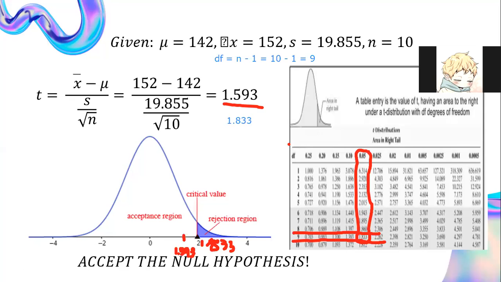So yun yung sinasabi ko sa inyo kanina na hindi porket naging mas malaki si 152 kay 142 ay makokonklude na natin agad na higher siya. No, it's not. So since sa hypothesis natin na the same lang sila, clearly with the hypothesis testing na ginawa natin, totoo na equal lang sila. Hindi mataas yung isa, hindi mababa yung isa. Okay po? So ganyan po yung pagte-test natin.